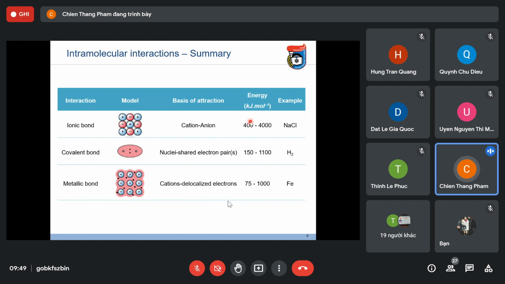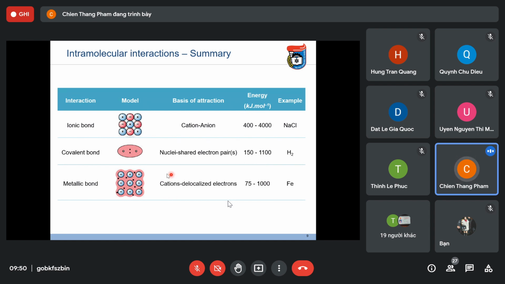Now let's move to the covalent bond. The covalent bond is formed by sharing electrons. The basic attraction here is between the negative charge of the electron pair and the positive charge of the nucleus. The energy of the covalent bond is lower compared to the ionic bond, only from 100 to 1000 kilojoules per mole. With the weaker bond energy, covalent compounds normally have low melting and boiling points, and they normally exist in liquid and gas forms.